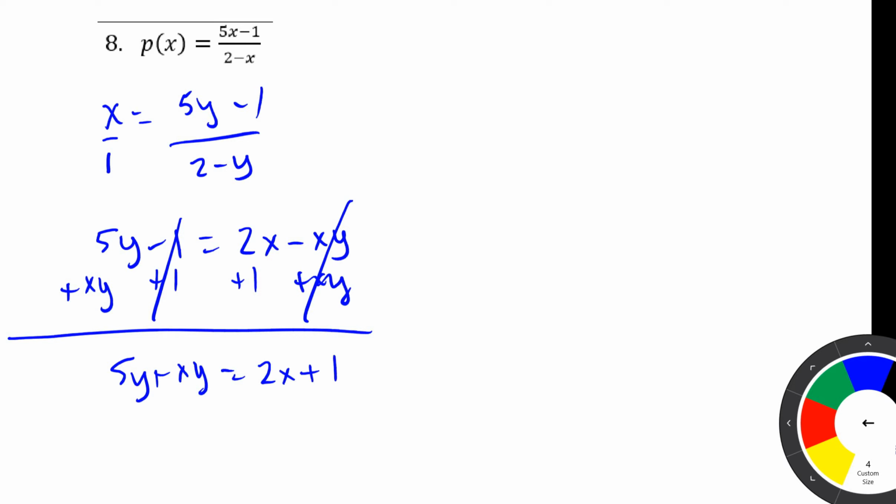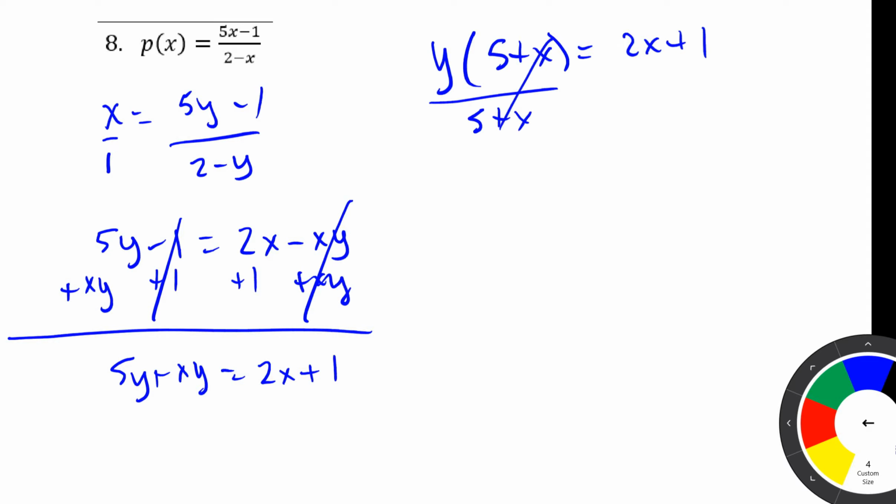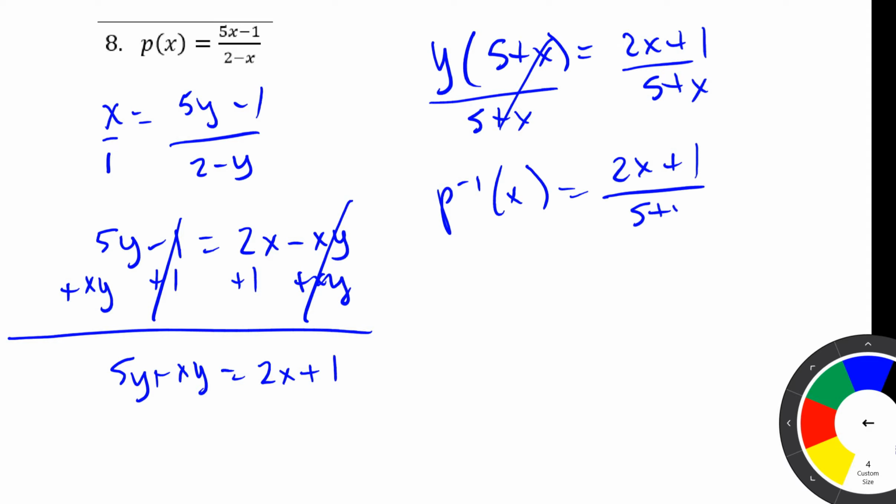This one's a little bit easier than the previous one because there's no negative numbers. Now just like we did in the previous example, we want to try and get a factor of y out of that left-hand side. So if I factor out y, I'm left with 5 plus x equals 2x plus 1. Divide both sides by 5 plus x. I have y by itself, so now I have f negative 1 of x equals 2x plus 1 over 5 plus x.